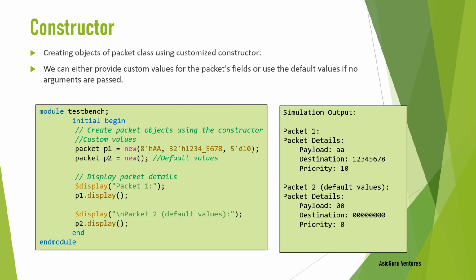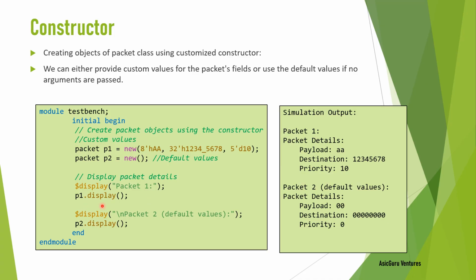So in the previous slide, we learned how to write a custom constructor. Now let's discuss how to create objects using this constructor. Let's take an example of the testbench module written for verification. Inside this module, we are creating two objects, P1 and P2. For P1, we are passing custom values to the constructor function. But in the case of P2, we are not passing any arguments, meaning it would use the default values which we defined when we wrote the custom constructor.